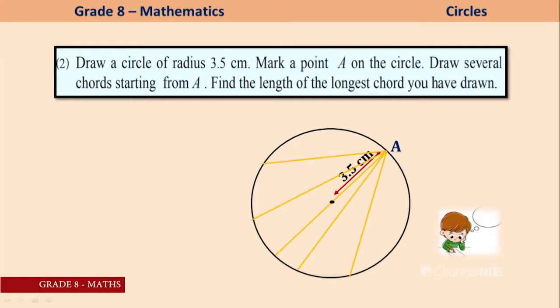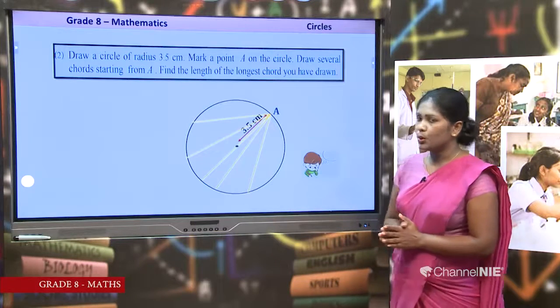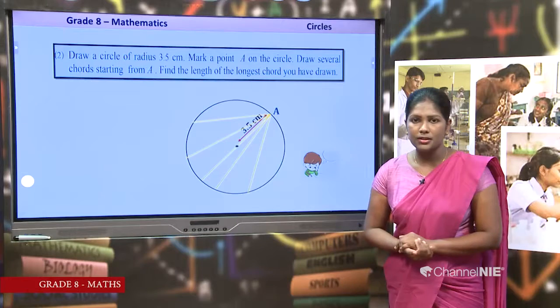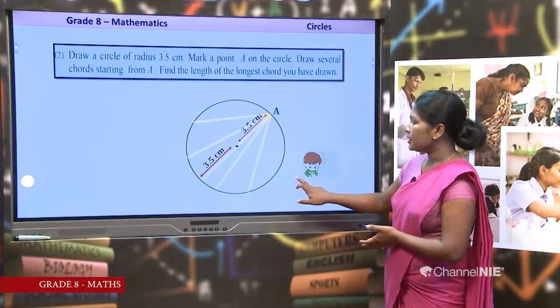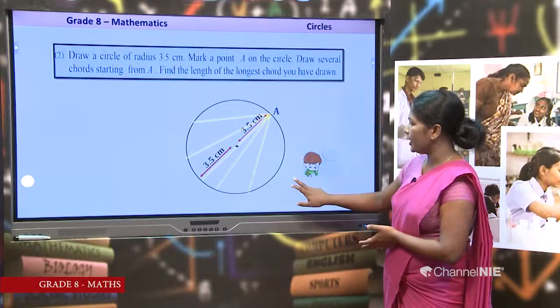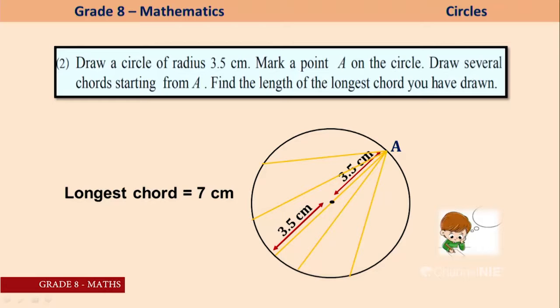Now you know the longest chord is a diameter. So they ask about the length. In here the radius is equal to 3.5. Then you know the relationship between radius and diameter. What is the relationship? Yes, twice the radius is equal to the diameter. Then you can obtain the answer: 3.5 centimeters plus 3.5. That means the longest chord should be 7 centimeters. Okay, children. Now you know how to solve the questions. Now move to the third question.